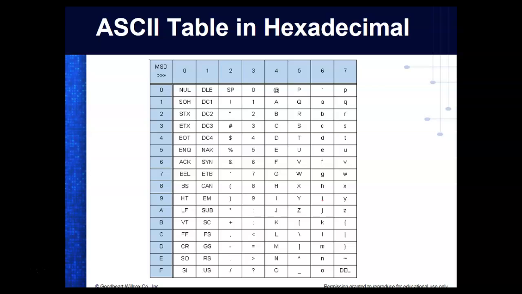So the actual code for a space is 20, this is hex, the most significant digit. So we read the columns first, and these are the least significant digits. We read the rows second. So the ASCII code for a space would be 0010 0000. This would be ASCII.